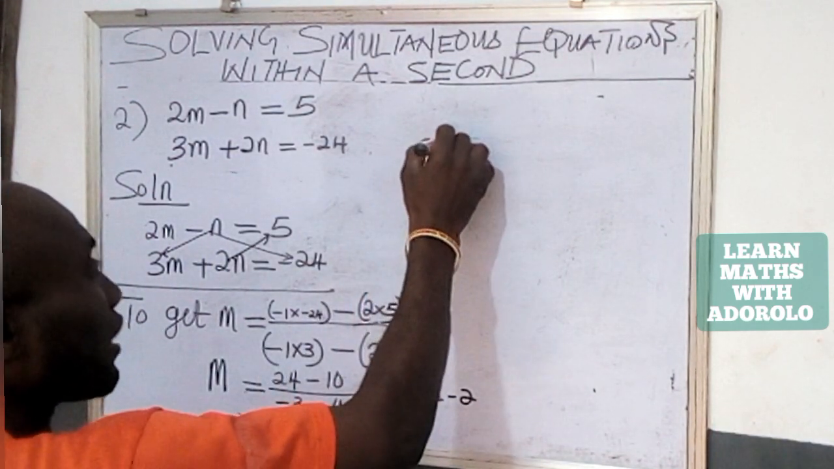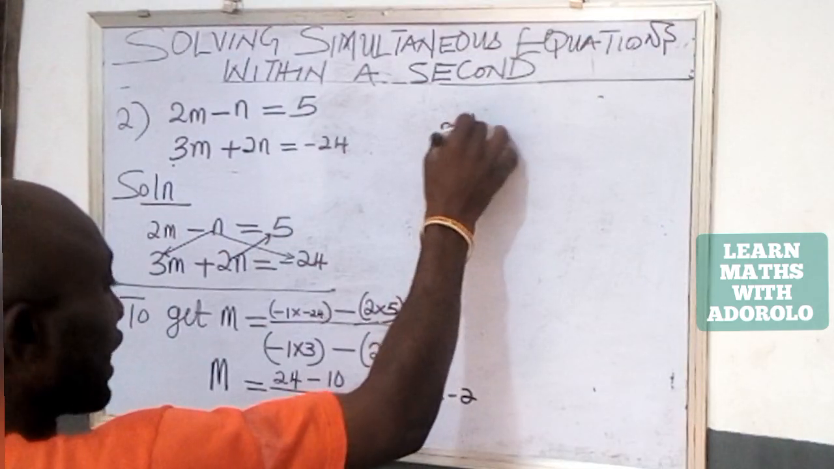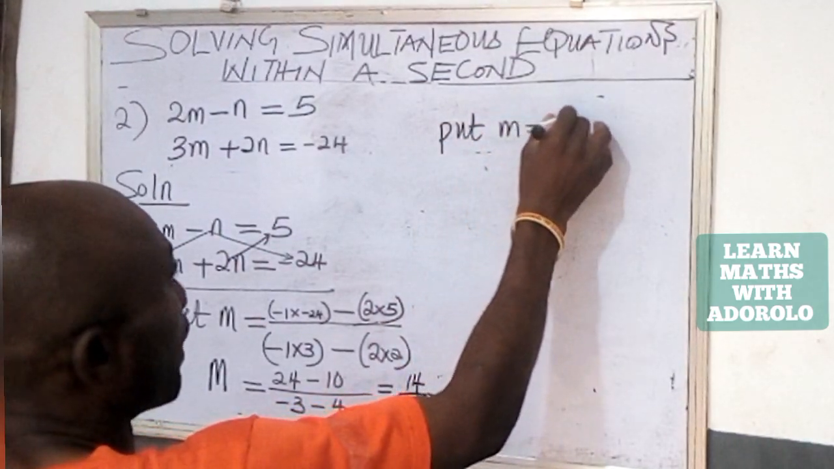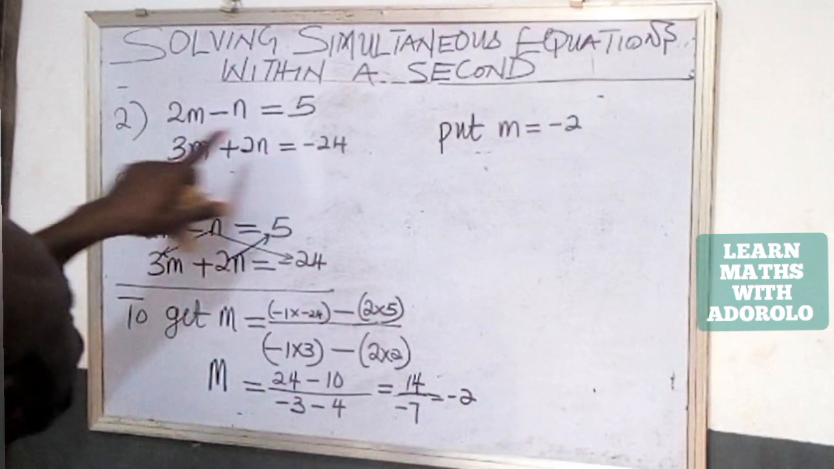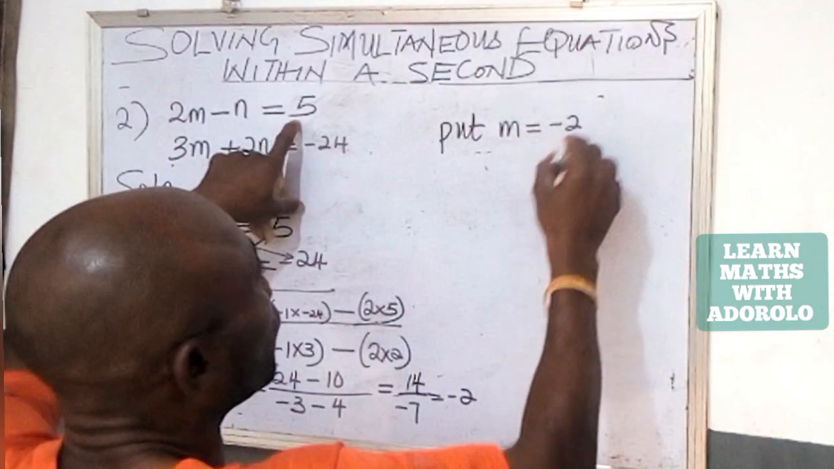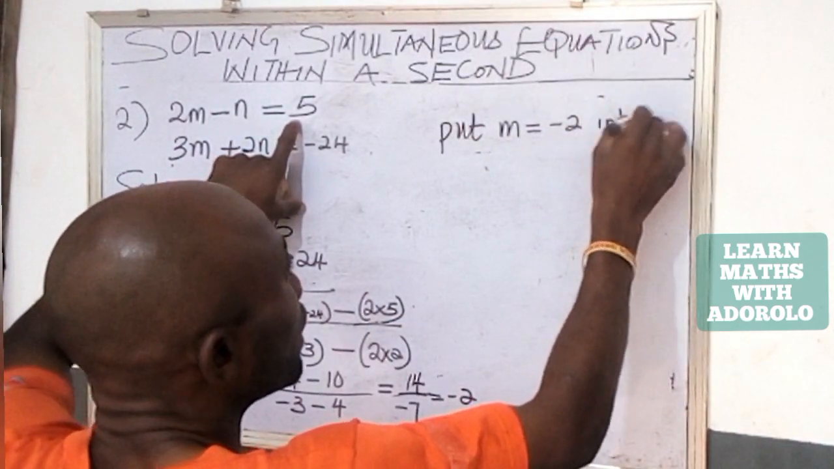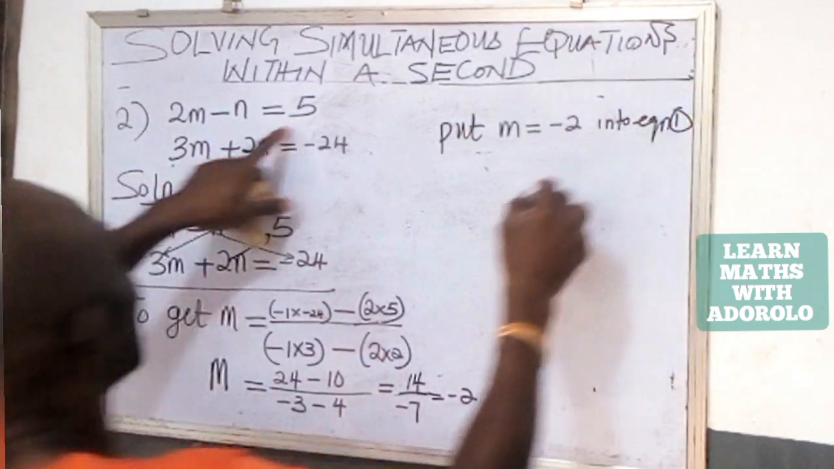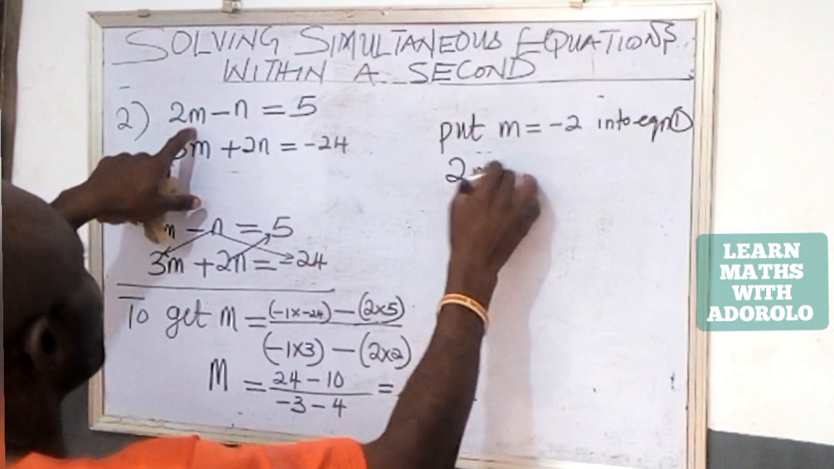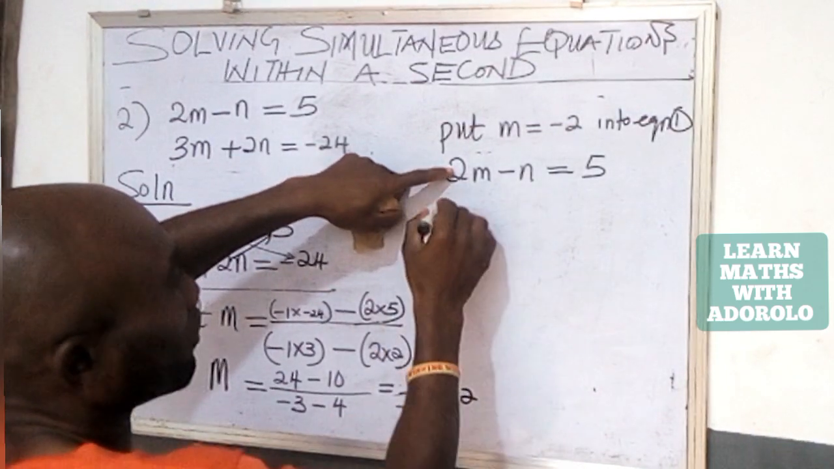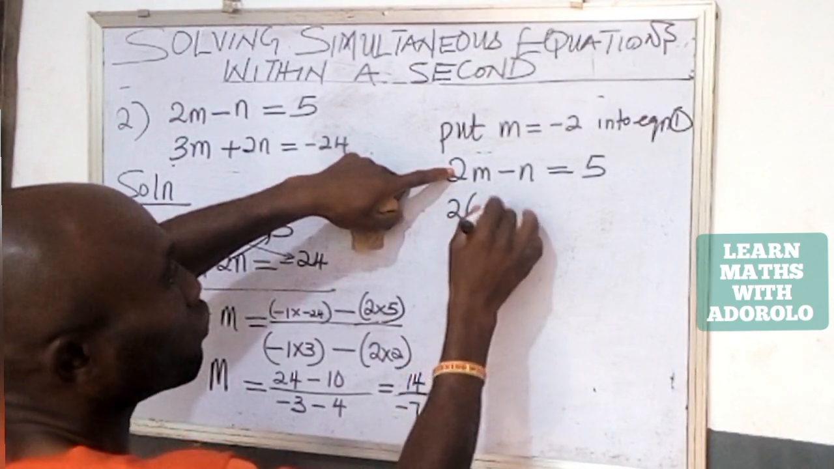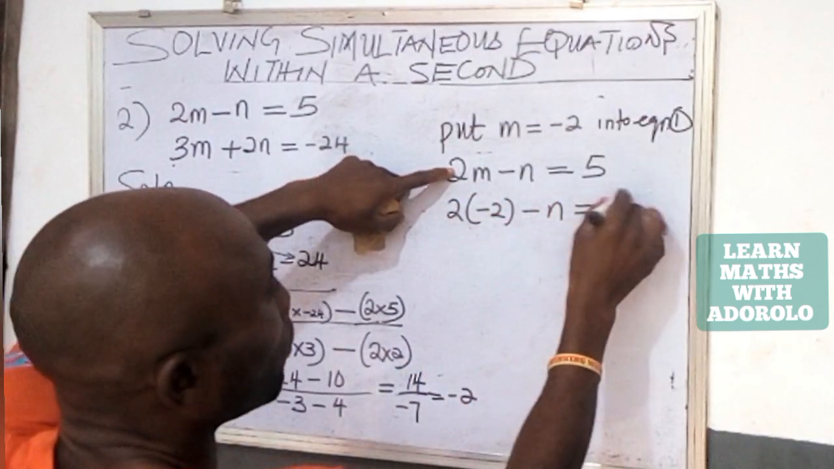N. So you plug in M is equal to minus 2 into any of the equations. So for you to be faster, is for you to use equation 1. It has a lesser value. So into equation 1. And equation 1 is what? 2m minus n is equal to 5. Anywhere you see m, plug in minus 2. So I have 2 into minus 2 minus n is equal to 5.